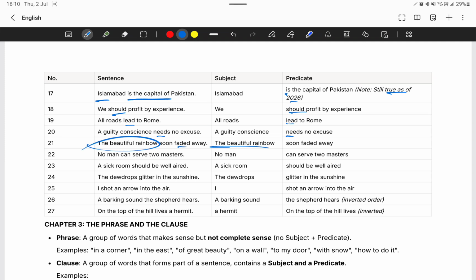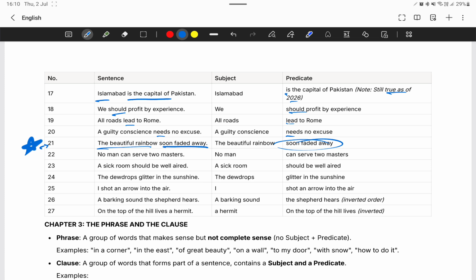Okay, so beautiful rainbow is a subject. We are talking about the beautiful rainbow. Soon faded away, that's the predicate. I hope you got it. Just look at this. This is an important example, number 21. The beautiful rainbow, we just talk about, okay, beautiful rainbow soon faded away. Jaldi fade away. So we are talking about the soon faded away.